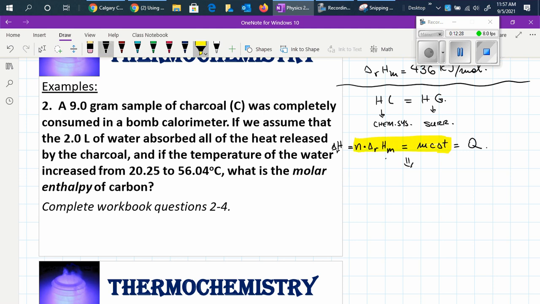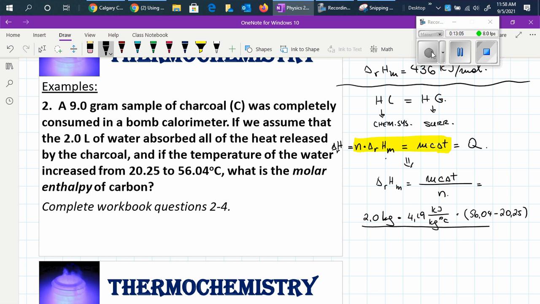What we are looking for is the molar enthalpy of carbon, which will be mc delta T over n, or 2.0 liters or kilograms times 4.19 kilojoules per kilogram degree Celsius times (56.04 minus 20.25), the whole thing over 9 grams of carbon times the molar mass of carbon, 12.01.